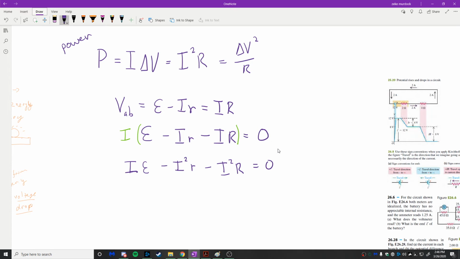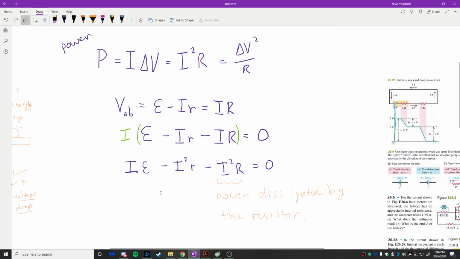The entire expression... Here, let's start with this one right here, because it's the simplest. So this term right here, it represents the power. This is the phrase that we kind of use a lot: dissipated by the resistor. That's what that expression means.